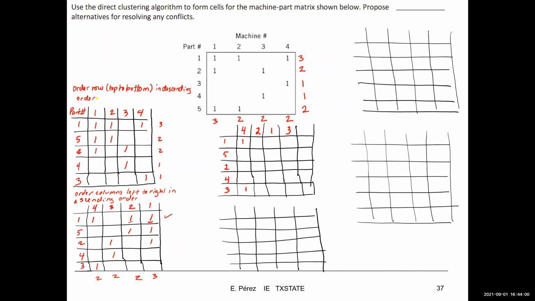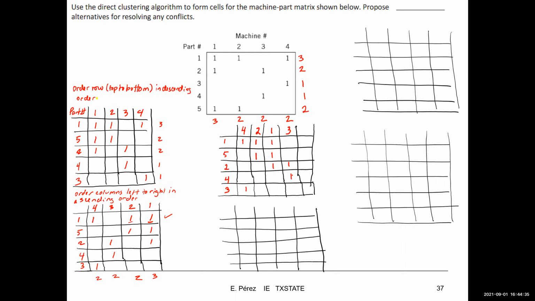Now I'm moving to... Questions? No. So I'm moving 2 to the left, right? So 2 will be next to 4. This will be 1, 1. I'm also moving 1 to the left. So this will be 1, 1, 1, and then 3. So that will be the new matrix.